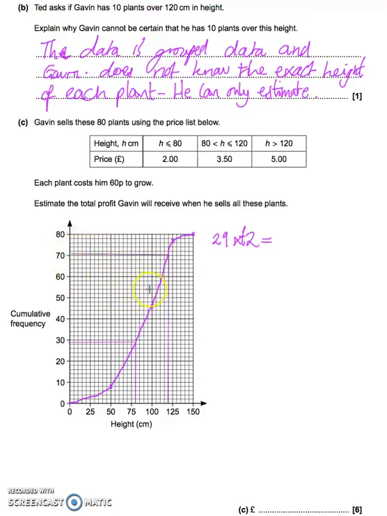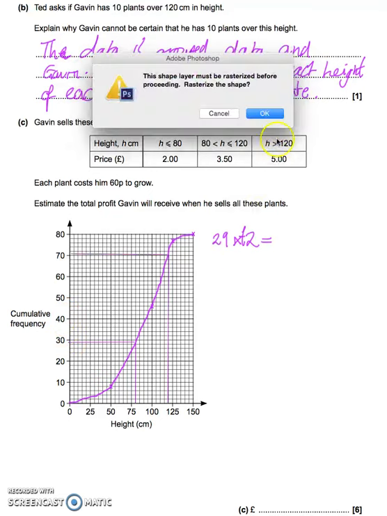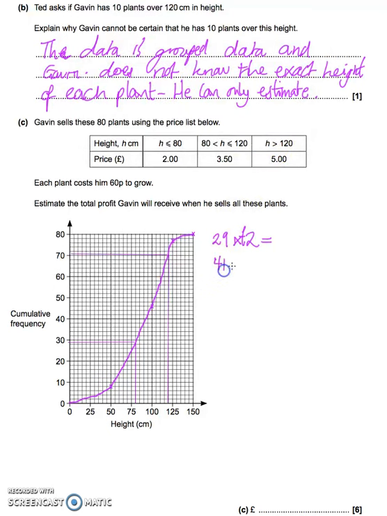It's quite awkward for me to do on the computer, but you should be drawing that with a ruler and a very sharp pencil and getting a nice accurate line. So I've got a difference here of 10, 20, 30, 41. So I've got 41 plants that I can sell for £3.50. And I'll do the calculations in a minute. And then I've got the number of plants that I can sell. So it looks like I've got 10 plants that I can sell for £5.